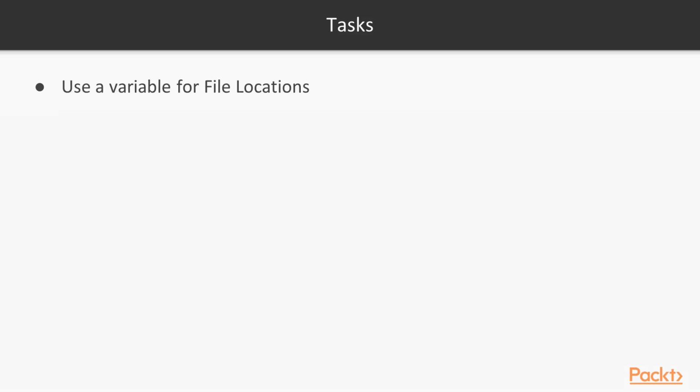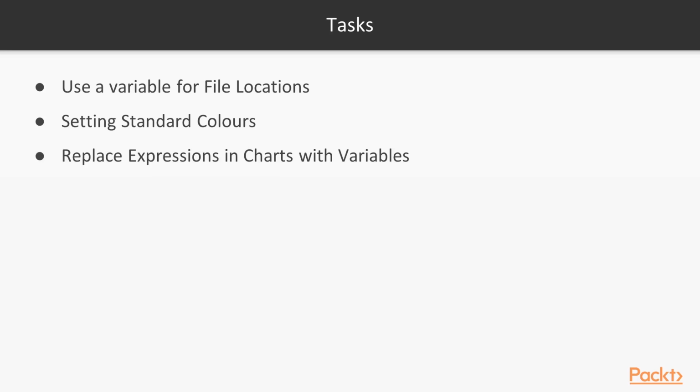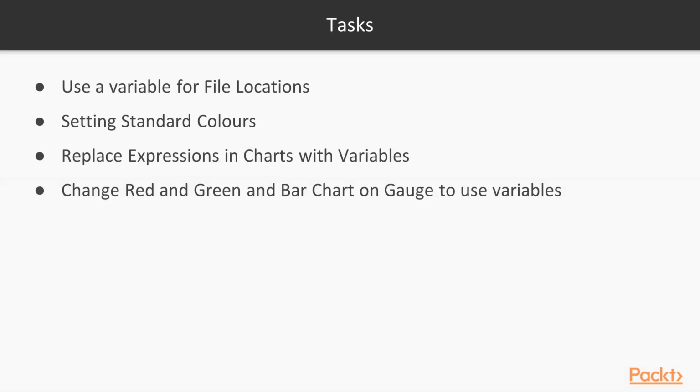So what we're going to do, we're going to use a variable for file locations, and I'll show you how that works. We're going to set some standard colours for our objects. We're going to replace the expression in a chart with a variable, and we're going to change the red and green colour on our dashboard page. So we'll hop over and do the demo.